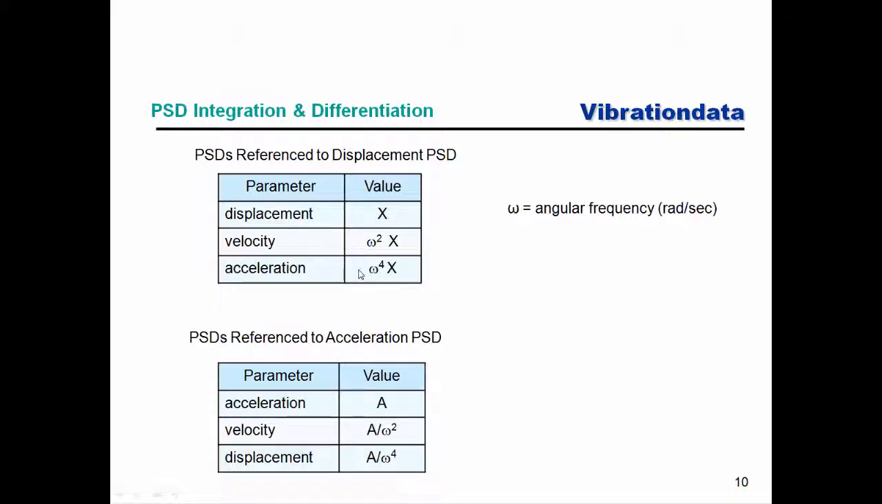And we can switch the rows and do a little bit of rearranging. We can say, let's start off with an acceleration PSD. Well, to get the corresponding velocity PSD, we divide by omega squared. And to get the corresponding displacement PSD, we take that acceleration PSD and divide by omega to the fourth power. And that's what we would do.